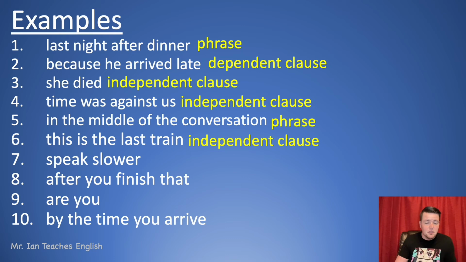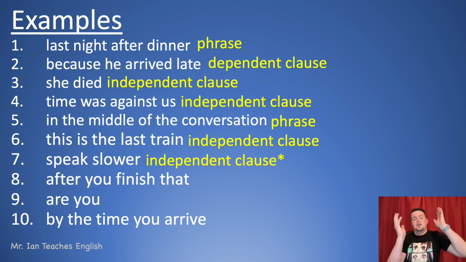You can understand it. Now, number seven is a little more difficult. Number seven, I may have tricked you. Number seven, speak slower. Boom, this is an independent clause, but let me explain. Speak is the verb. This is an imperative. This is a command. So there is an understood subject that we don't say. In English, when you give commands, you don't say, you speak slower. You remove the subject and just say, speak slower. So for commands, you will not use subjects, but they're still independent clauses.